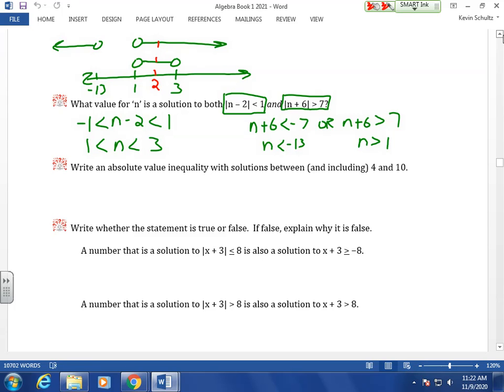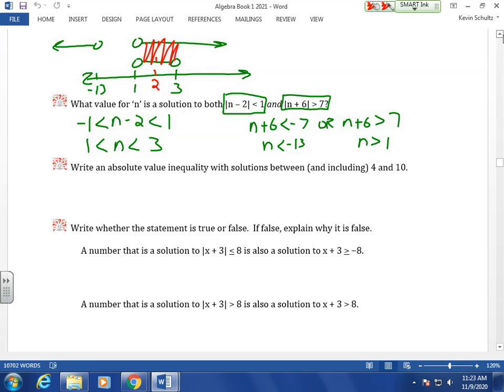So what else is? 2.5 is in between 1 and 3. What else? 1.5. 1.5 would work. Yes. 1.75. 2.75. That's all you got? Okay. Yeah, so anything between 1 and 3 is going to be a solution.